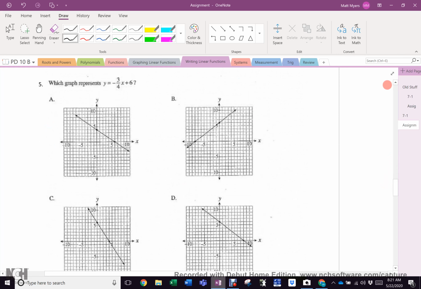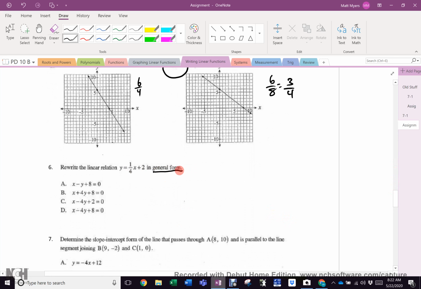Which graph? Well, it's got a negative slope, right? So it can't be B because B's got a positive slope. And it's got a y-intercept of positive 6. Can't be A. That one's got positive 6 and that one got positive 6, so I better check the slope. Down 1, 2, 3, 4, 5, 6, and over 1, 2, 3, 4, 6 over 4. Well, that's not 3/4. Down 1, 2, 3, 4, 5, 6, and out 8, 6 over 8, that is 3 quarters, so it must be D.